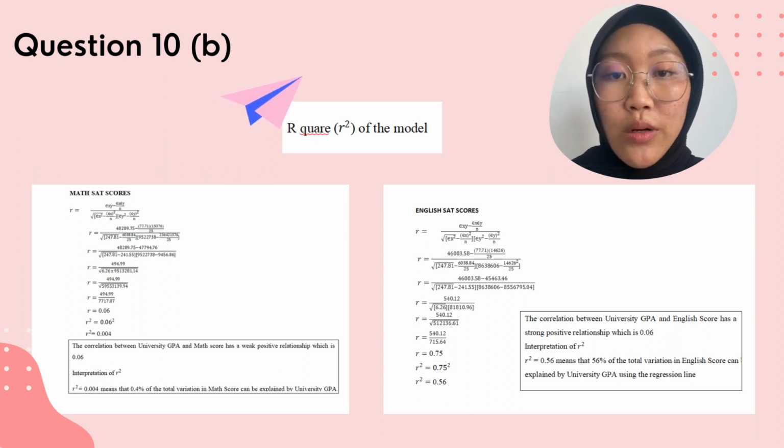For the maths SAT score, the correlation between university GPA and maths score has a weak positive relationship, which is 0.06 for the interpretation of R power 2. 0.004 means that 0.4% of the total variation in maths score can be explained by university GPA using the regression line. Meanwhile, for the English SAT score, the correlation between uni GPA and English SAT score has a strong positive relationship, which is 0.06. For the interpretation of R power 2, 0.56 means that 56% of the total variation in English score can be explained by university GPA using the regression line.